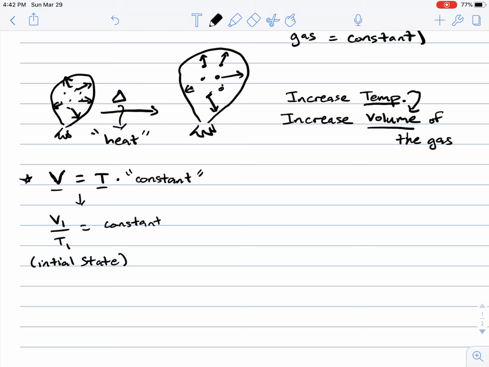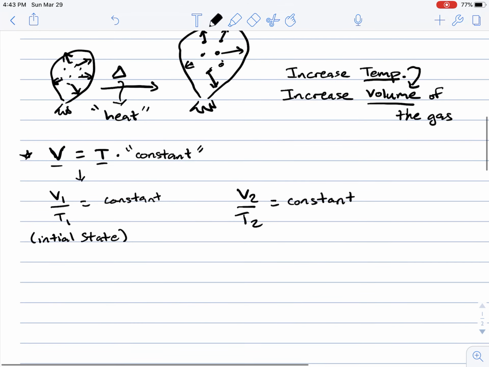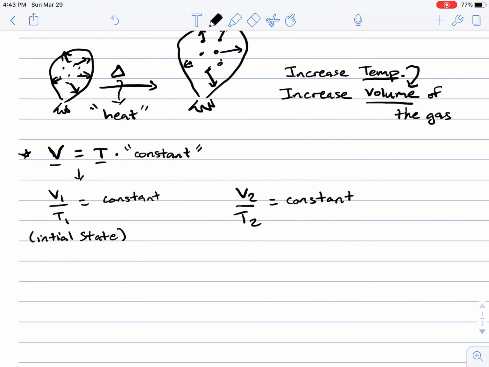So if we want to quantify the change in volume due to a change in temperature, we're going to go ahead and use this same format. However, what we're going to do is change the subscript from a 1 to a 2 to represent the final state. So in other words, V2 over T2 is equal to some constant. And so this is going to represent the final state of the system.